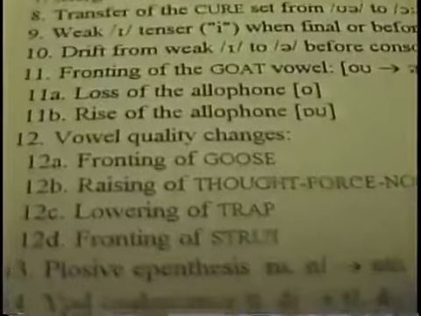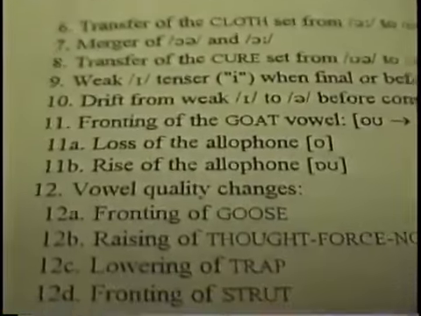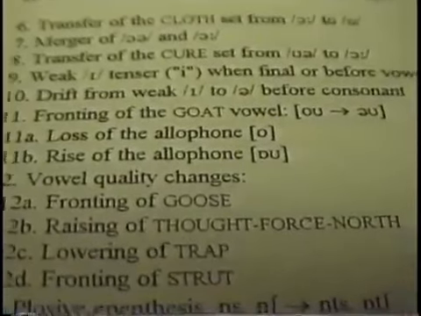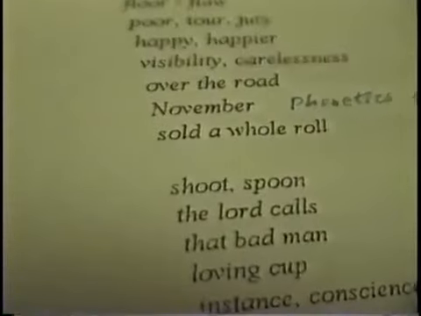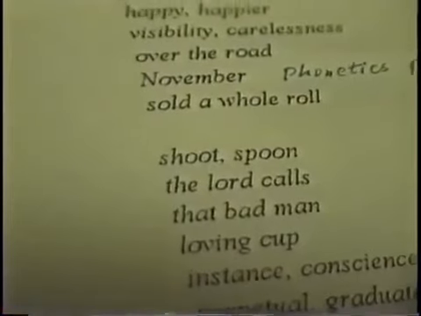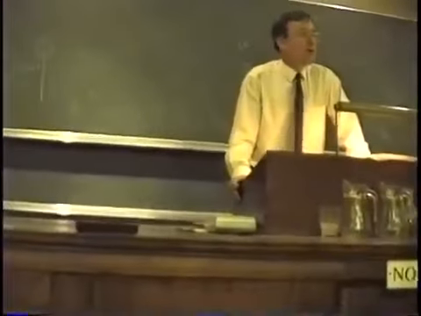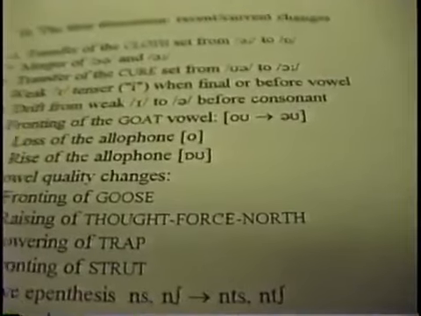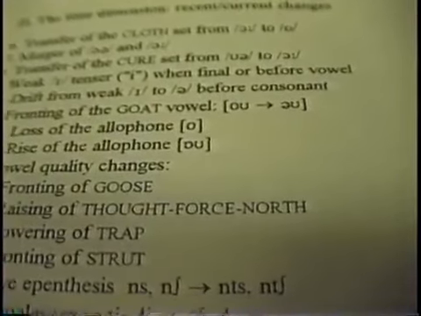Point 12. A number of changes of quality. We can look at these quite briefly. Oo used to be backer, shoot, spoon. I still use a fairly back oo. Many people though have a rather central shoot, spoon, goose, which is not as back. The or of thought, force, north is getting closer, so there's an old-fashioned thought, forth, force, north, the Lord calls, and a newer thought, force, north, the Lord calls, and a newer still thought, force, north, the Lord calls, which is incredibly close.